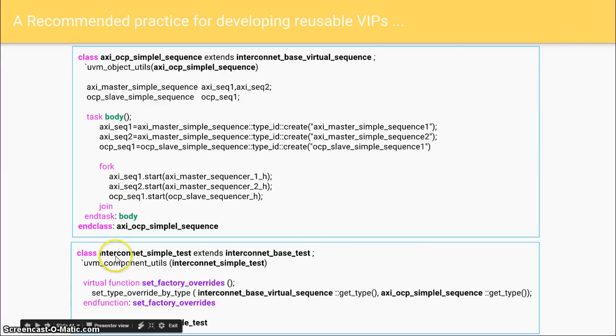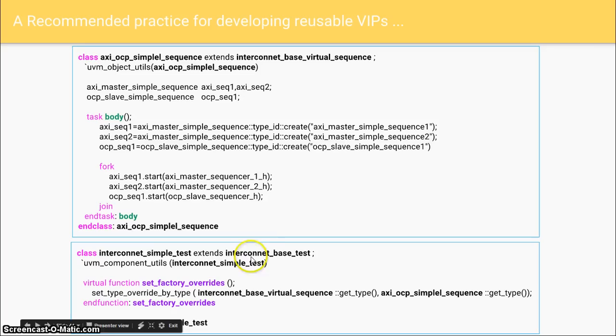So your functional test will look like this, which is extending from the base test class, and you are just filling the virtual function, which is set factory override, with the appropriate statements. There we are asking to override the interconnect base virtual sequence type with the new virtual sequence that you have created here. So now we'll go back to the previous slide to see what will actually happen.